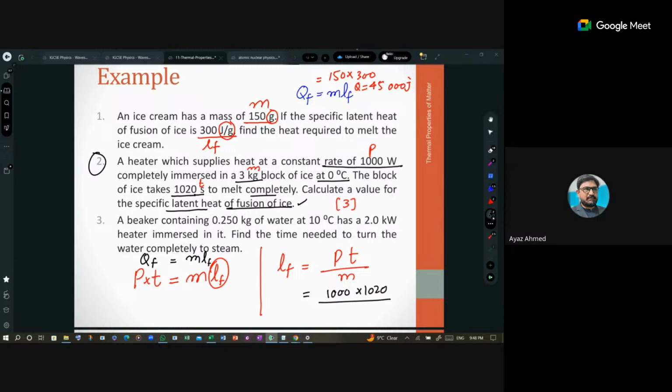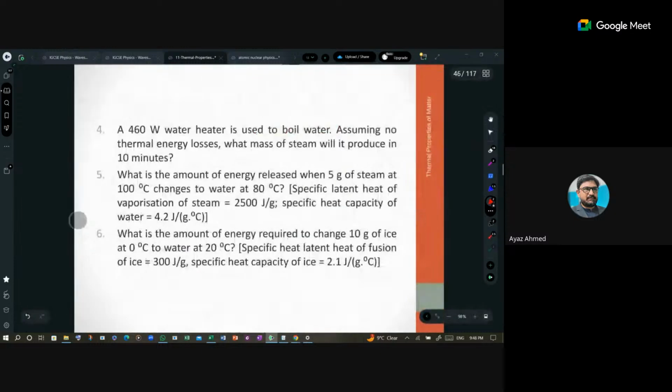So you replaced QF with PT because the heater power is given and time is given. And mass is how much? Mass is 3 kg. So 3 ones are 3, 3 threes are 9, and this one. So this would be your answer, 340,000 joules per kg. These types of questions will be asked to you.